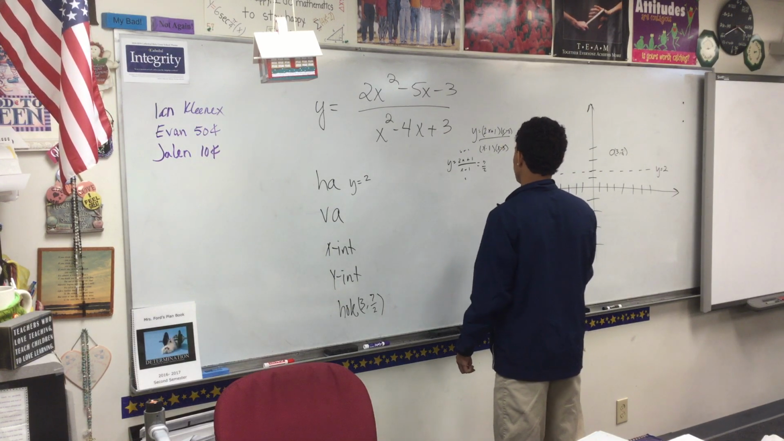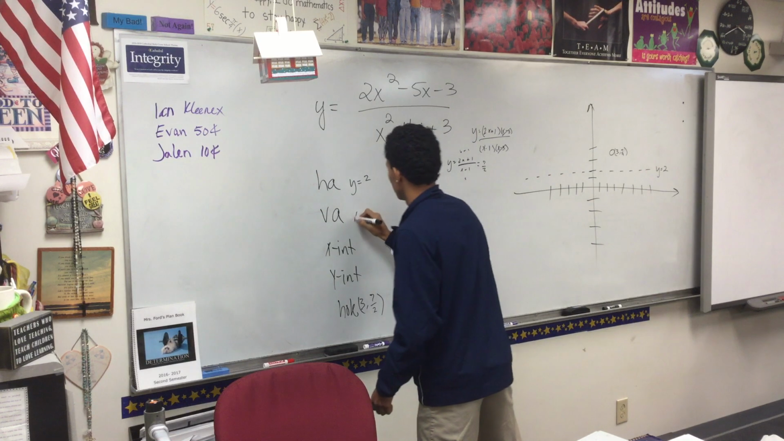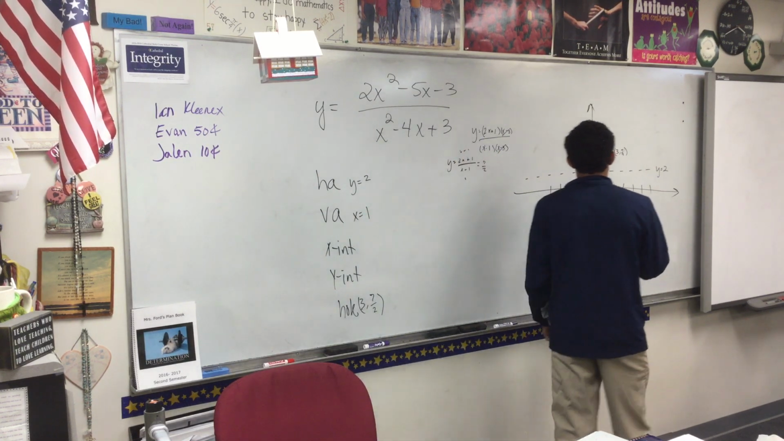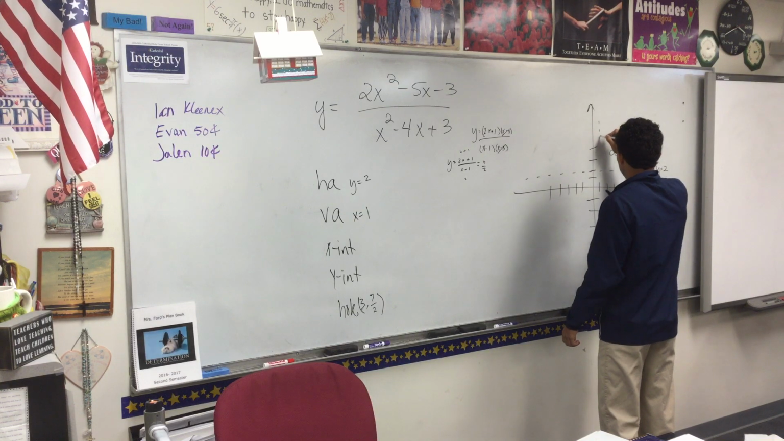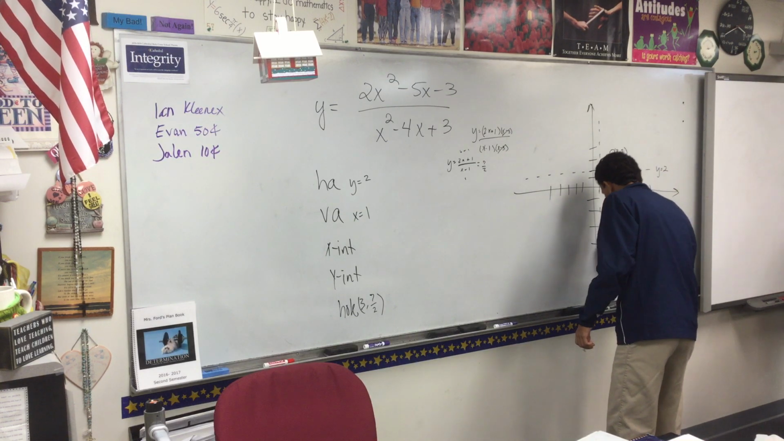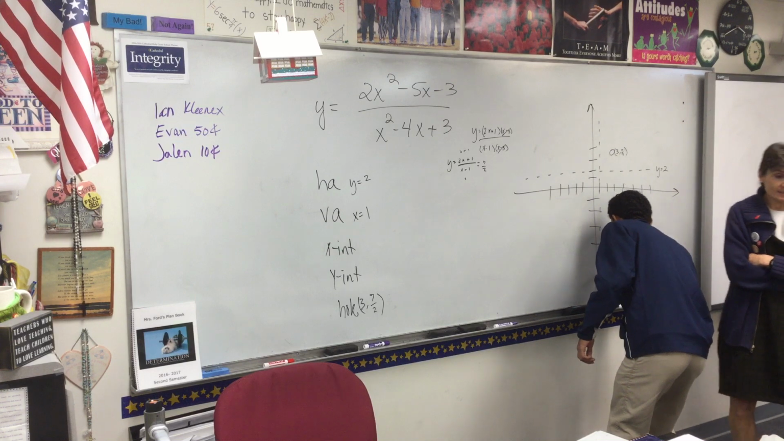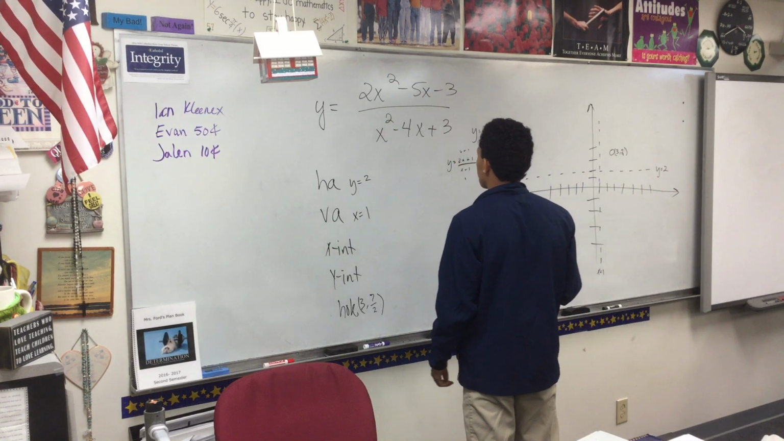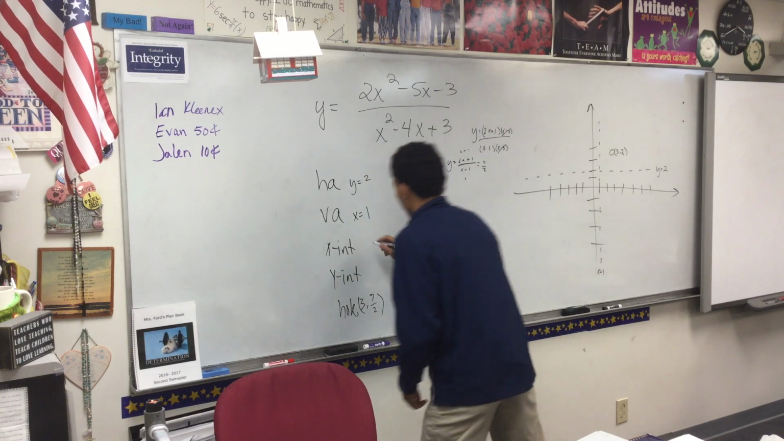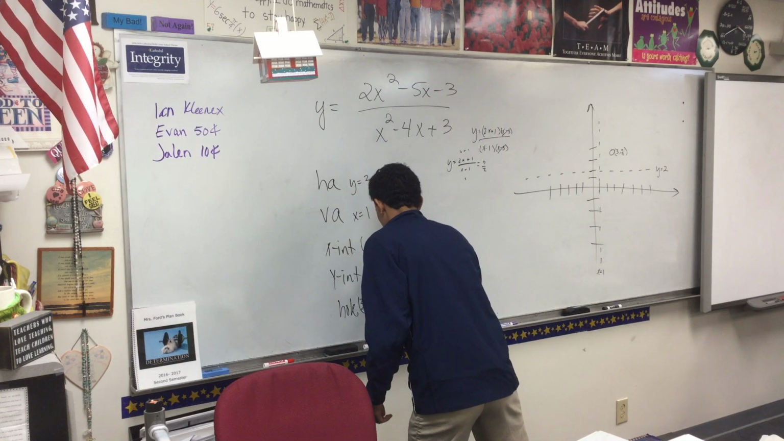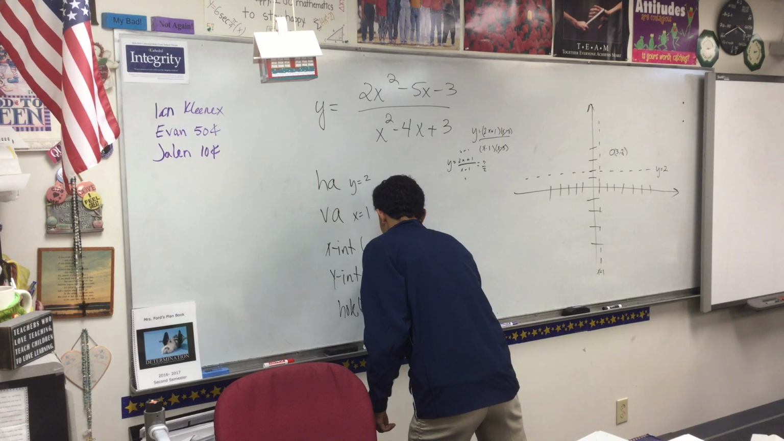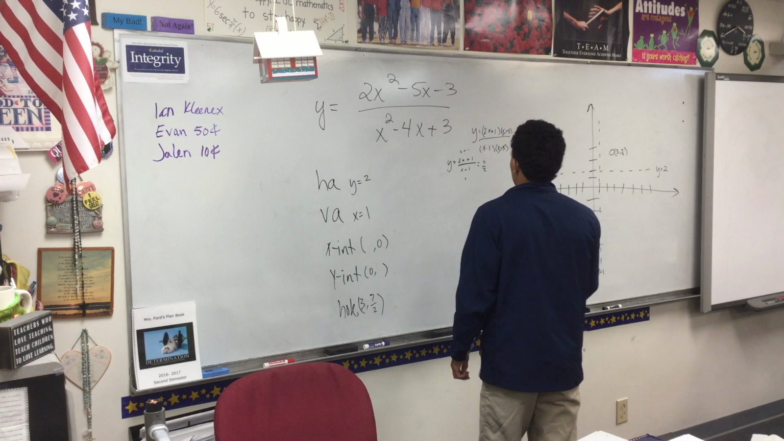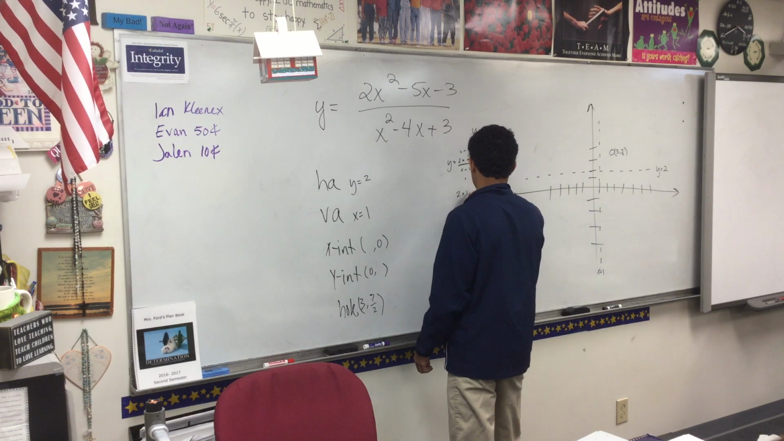y equals 2, perfect. What's my vertical asymptote? I got x equals 1. x equals 1, you're right, because that's what makes the denominator equal to 0. Right? So you need y equals 2 and x equals 1. So you gotta graph it.